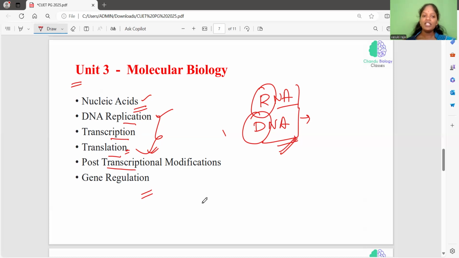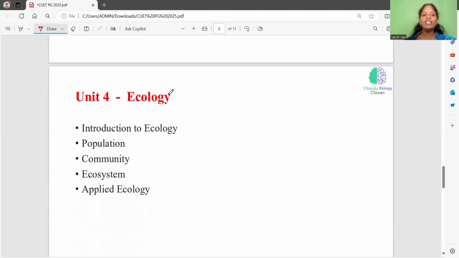And gene regulation, after finishing that, how the gene is getting regulated. If we read all these topics, the entire molecular biology will be covered. And in unit 4, ecology, as I said before, ecology is the easiest area and also the most scoring area. Okay, we should not leave this ecology.